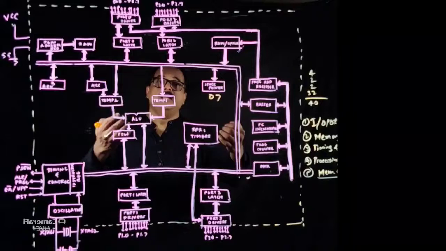Then for controlling timers, you require special function registers such as timer mode control register and timer control register, and then you have different interrupt circuitries. For that also you require special function registers. So all these special function registers are shown as one block in the architecture. You can draw in detail or you can show it simply like this, and in the explanation you can explain what the different special function registers are as well.